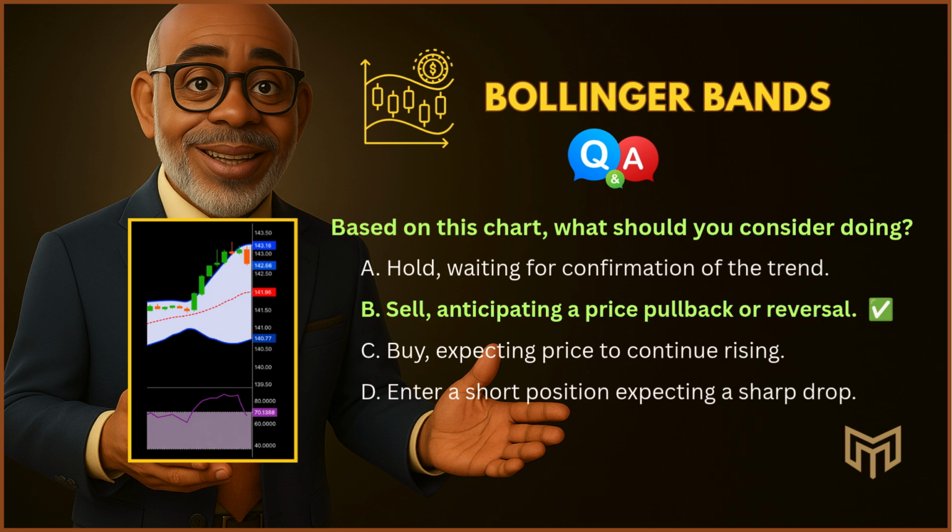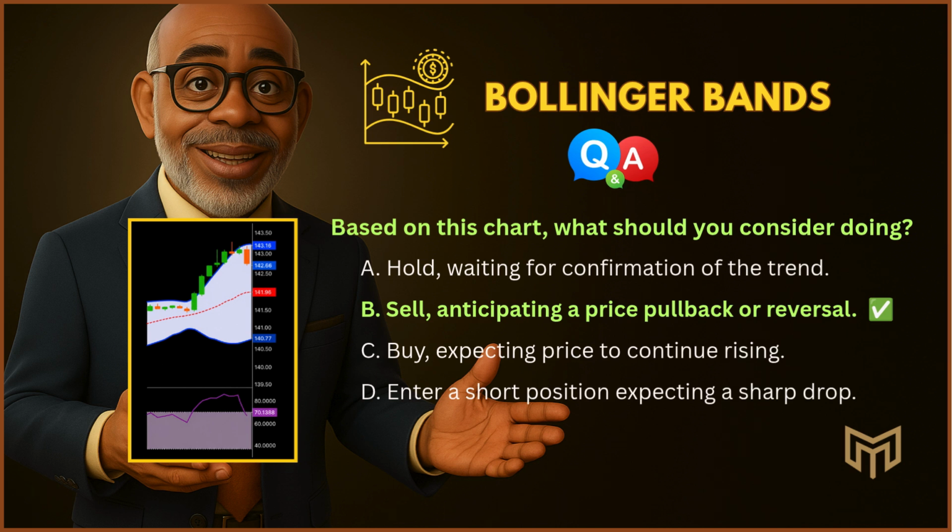If you chose A, hold and wait for confirmation. Holding at the upper band while RSI is overbought means you're waiting for confirmation that may come too late. The signal is already forming in front of you. C, buy expecting price to continue rising. Buying into overbought conditions at the upper band is chasing a move that may already be exhausted. That's how traders get caught at the top.